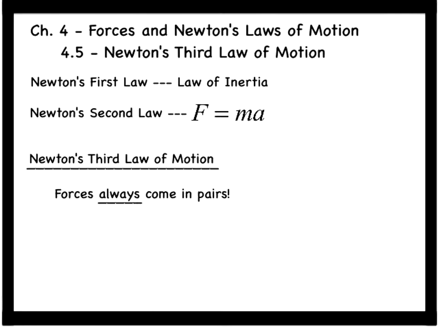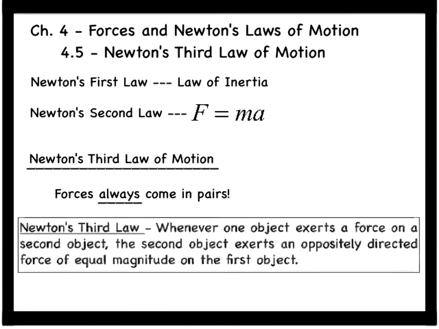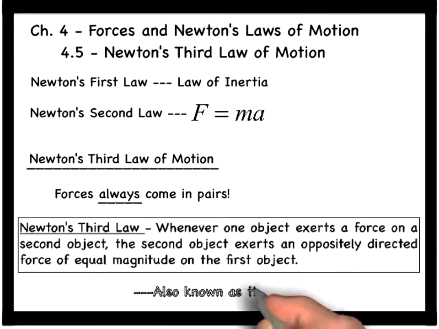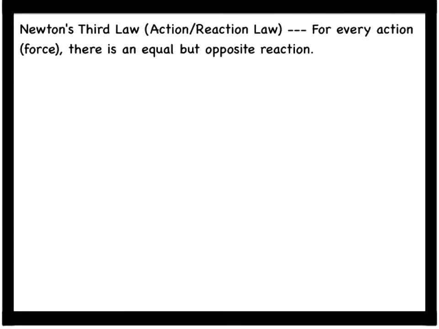Let's now state Newton's third law of motion. Whenever one object exerts a force on a second object, the second object exerts an oppositely directed force of equal magnitude on the first object. The third law is often referred to as the action-reaction law because it is often quoted as, for every action or force, there is an equal but opposite reaction.